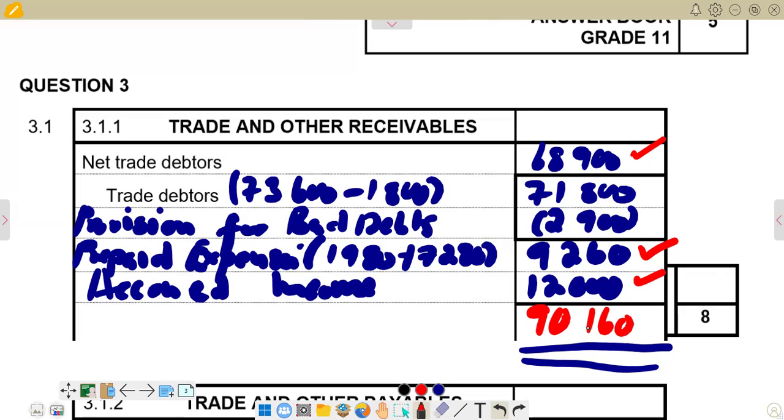So this is what we have in terms of the trade and other receivables note according to this video. Remember, the trade and other receivables note is for 8 months.